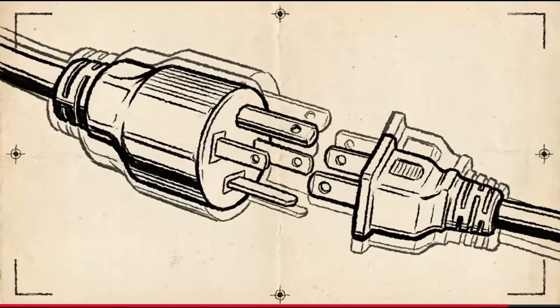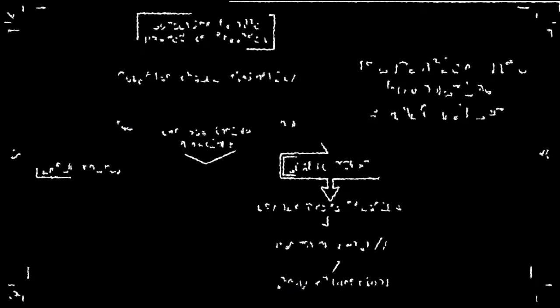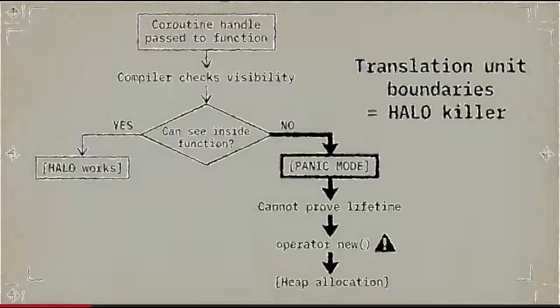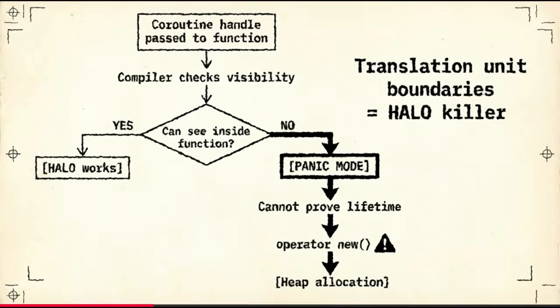And what about Google's fear about HALO failing? Did that turn out to be true? Oh, it turned out to be 100% true. In practice, the heap allocation elision is incredibly fragile. If you pass a coroutine handle to another function that the compiler can't see inside, like across a translation unit boundary, the compiler panics. It can't prove the lifetime is safe. It can't. So it just forces a heap allocation to be safe.